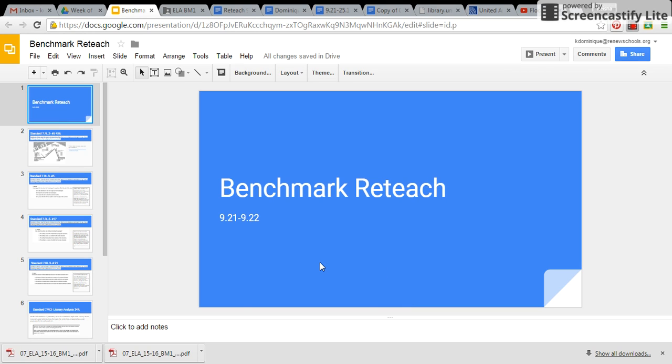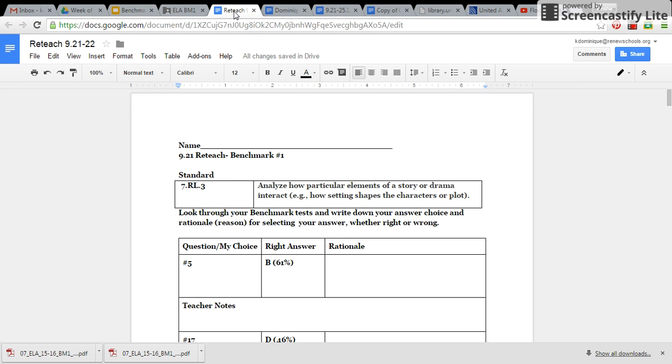Hi, students. Before we start our new unit, Unit 2, we have some reteaching and retesting to do because some of the standards were not mastered on Benchmark 1. You were all given a handout this morning, and you have your folder with your benchmarks in them.